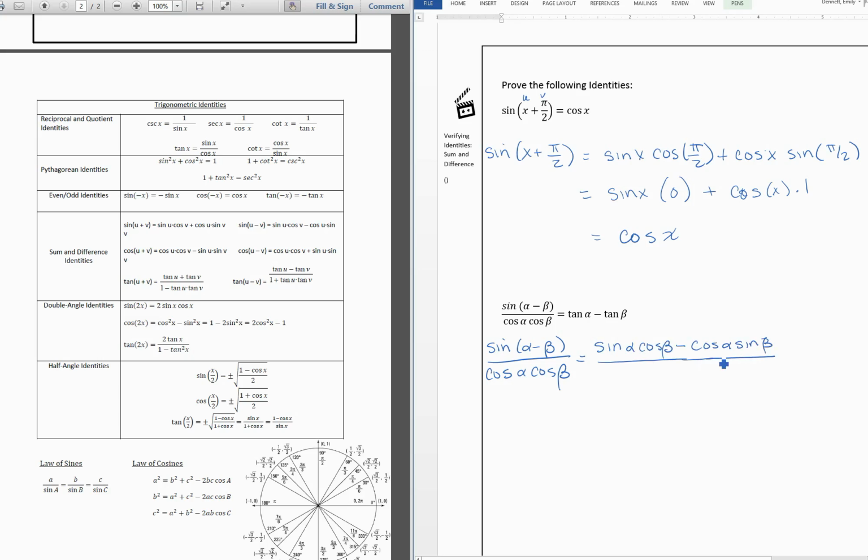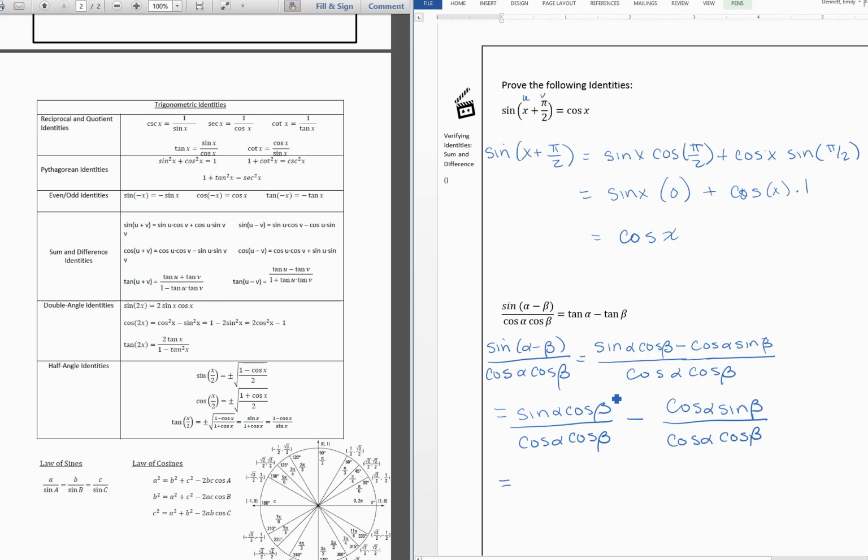over cosine alpha cosine beta. Okay, the next thing we can do is separate our fraction. Since we're subtracting in the numerator, we can write this as two pieces over the same denominator. So we can break this up into sine of alpha cosine of beta over our denominator, minus the second piece, cosine of alpha sine of beta over cosine alpha cosine beta.